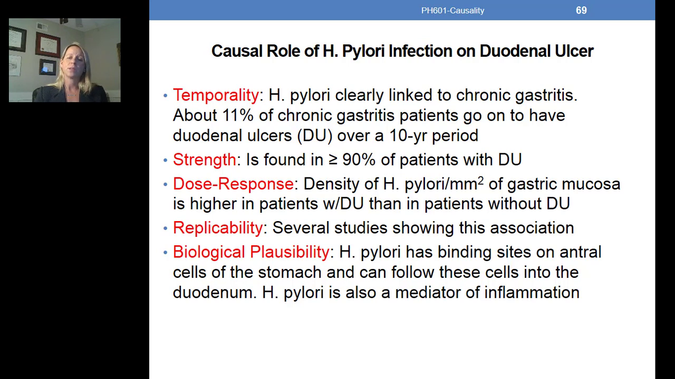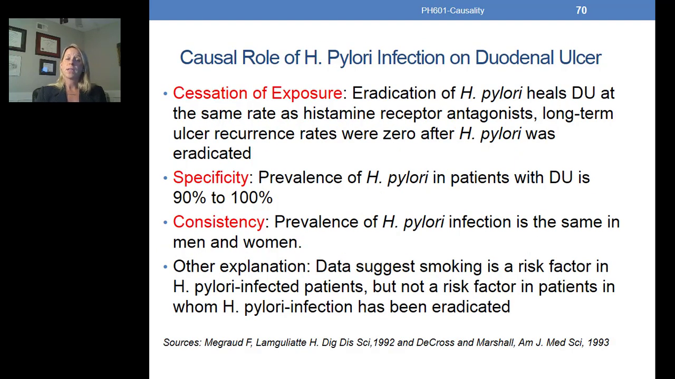As far as the biological plausibility, there have been studies to show that the H. pylori binds to sites on the antral cells of the stomach, and can follow these cells into the duodenum, and also that H. pylori is a mediator of inflammation. As far as cessation of exposure, eradication of H. pylori leads to healing of the ulcers at the same rate as histamine receptor antagonists, but long-term ulcer recurrence rates were 0 after the H. pylori was eradicated, but not necessarily 0 after the cessation of the histamine receptor antagonists.